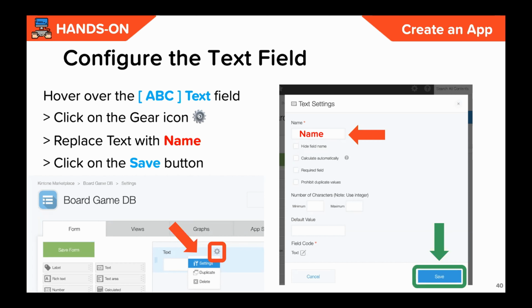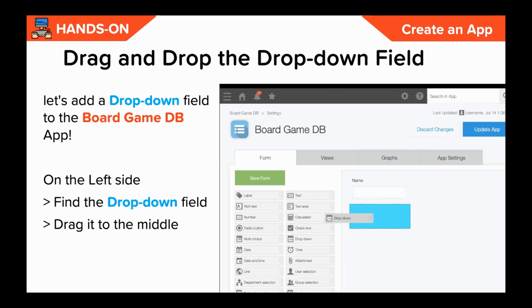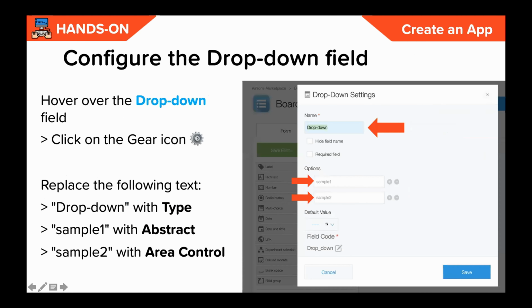And then that's it. We've just renamed our text field. We're going to add one more field over here, which is a drop-down field to our board game app. We're going to take the drop-down field, drag it from the palette to the canvas, and then hover over the options, the settings, that gear wheel on the right-hand corner of that field, and start configuring the drop-down. First, we're going to change the name from drop-down to type.